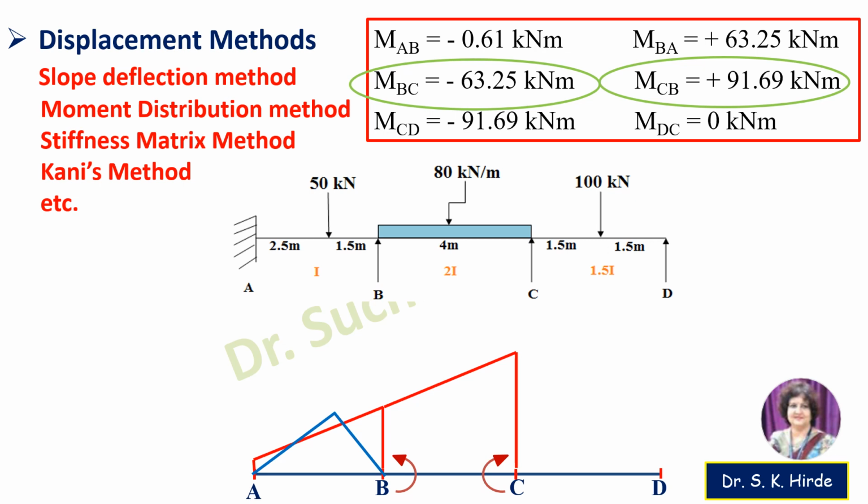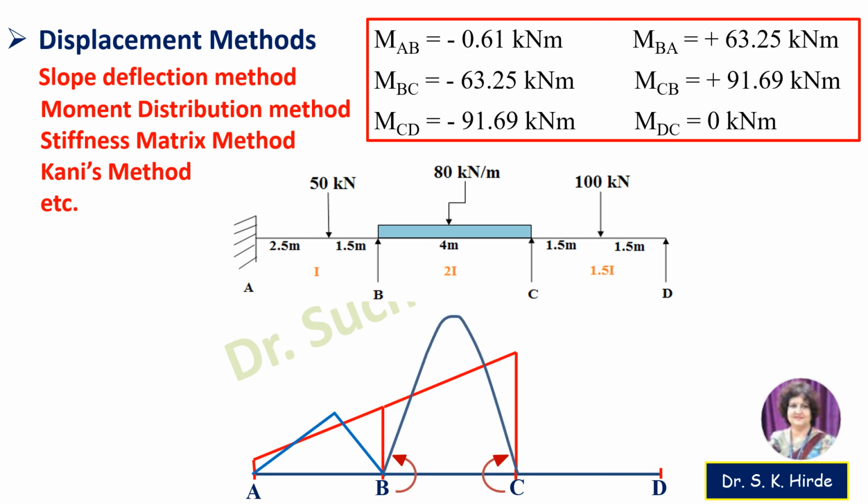diagram due to load. Now if you consider beam BC as a simply supported beam with UDL of 80 kN per meter, the standard formula is WL square by 8. If you calculate, you will get 160. You have to overlap it like this. If it is UDL, it will be a second degree curve. If it is a point load, then it is a first degree curve. So you have to overlap the positive diagram over the negative diagram.